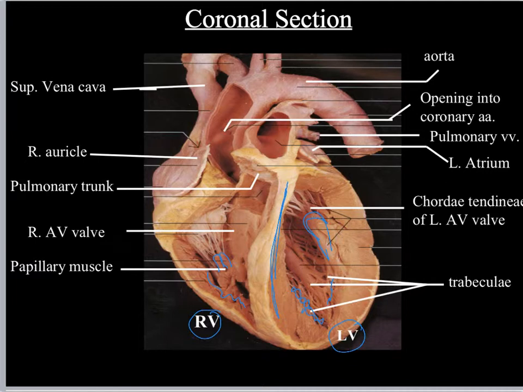Off of the papillary muscles, I have these little strings called chordae tendineae, okay? Those attach to the AV valves and prevent them from inverting, okay? Now, here is the aorta. Here is the pulmonary trunk, okay? I've got my superior vena cava. Those all look like they are labeling correctly.